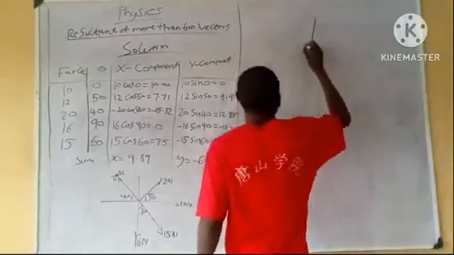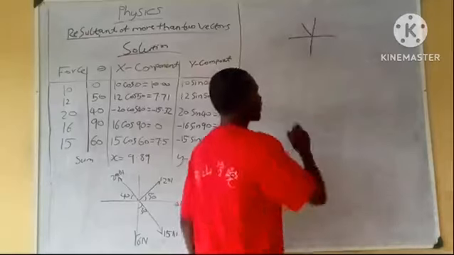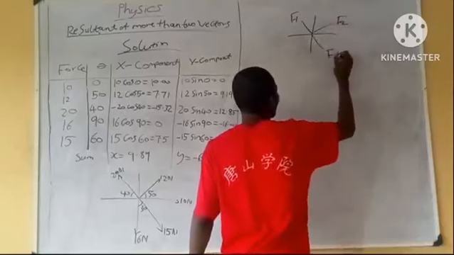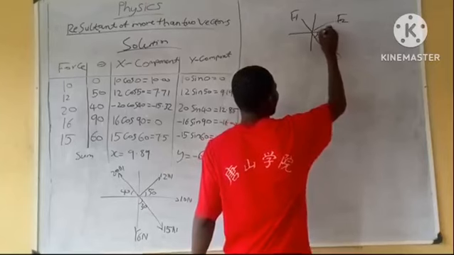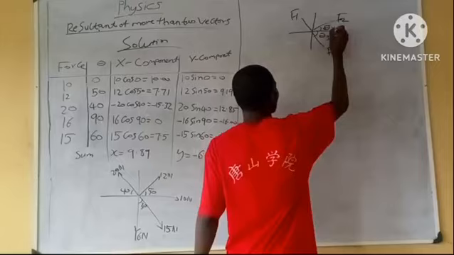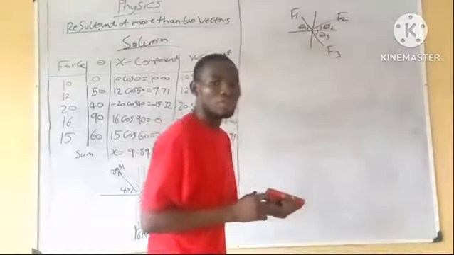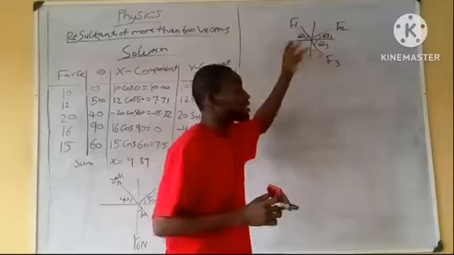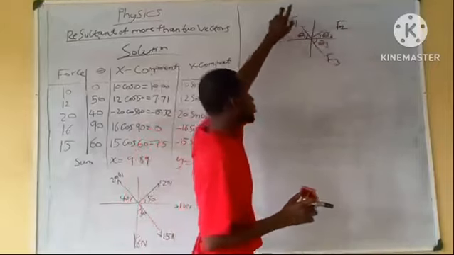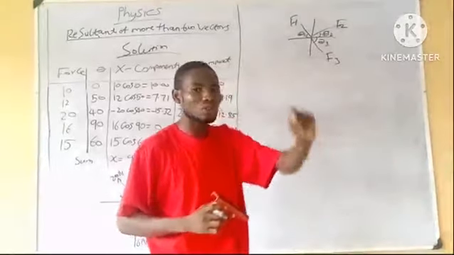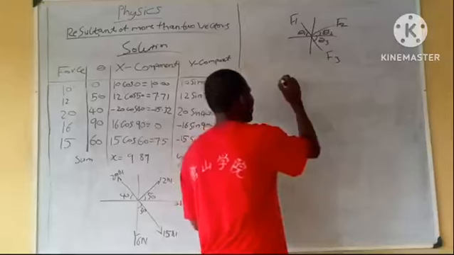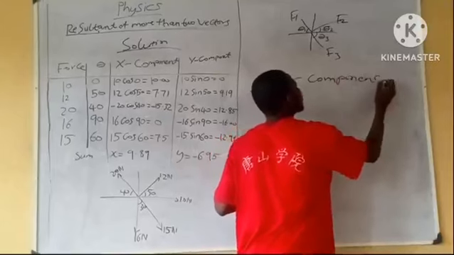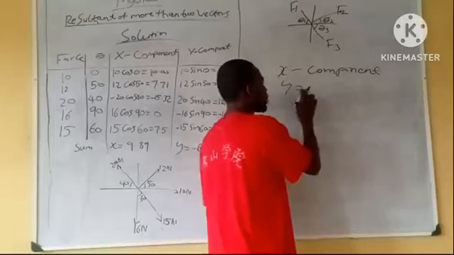Suppose you have vectors. This is a vector f1, this is a vector f2, and this is a vector f3, implying the angles theta 3, theta 2, and theta 1. How do you resolve that? First of all, to get the resultant of these three vectors, you resolve each of these vectors or forces to their vertical and horizontal components. First, you resolve to the x component, and then resolve to the y component, that is the vertical component.